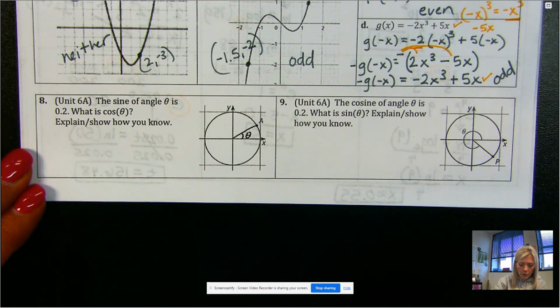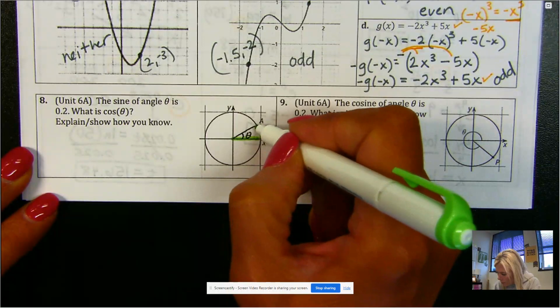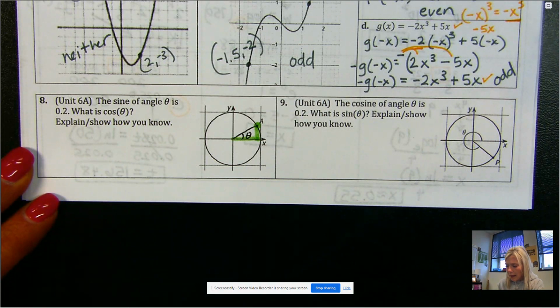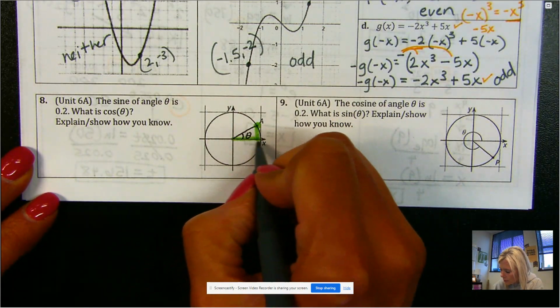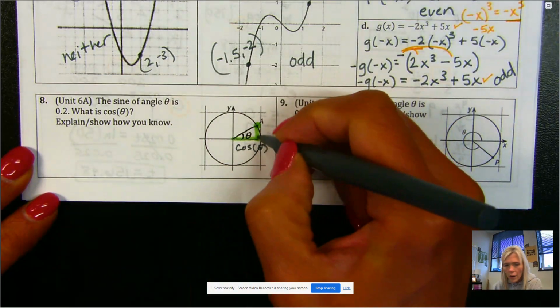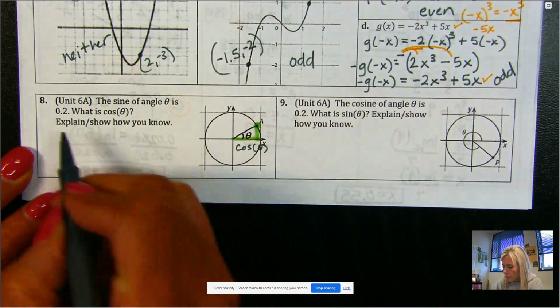Okay, so to answer the first question, it says the sine of angle theta is 0.2. What is the cosine of theta? Remember how if we were to make this right triangle, then there'd be a coordinate point at A. What ends up happening is that the x coordinate of the point is the cosine of the angle. So that means this distance is the cosine of theta. And then the y coordinate in the point is the sine of the angle, and it says the sine of the angle is 0.2.